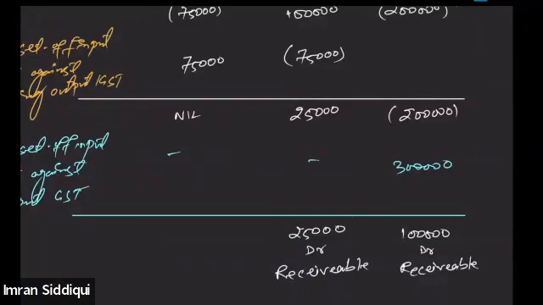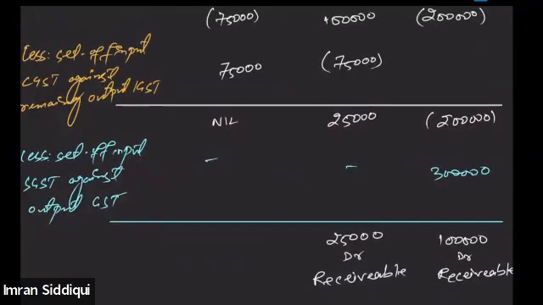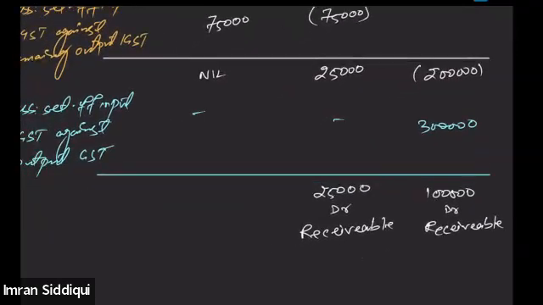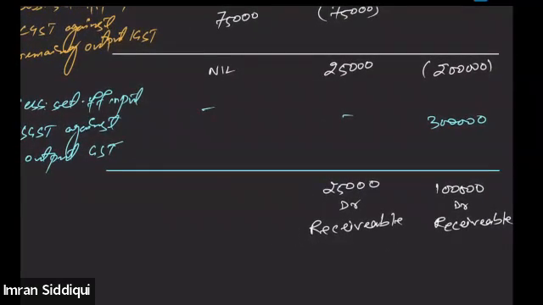And once we are done with the treatment of the CGST, we move to the treatment of the setting off of the SGST. And the input SGST that we paid is 3 lakh, and the amount that we collected is only 2 lakh. So that means the unset off amount, the amount we were not able to set off, can be claimed from the government. Therefore, it is a receivable amount. Tell me everyone if this is clear or not.